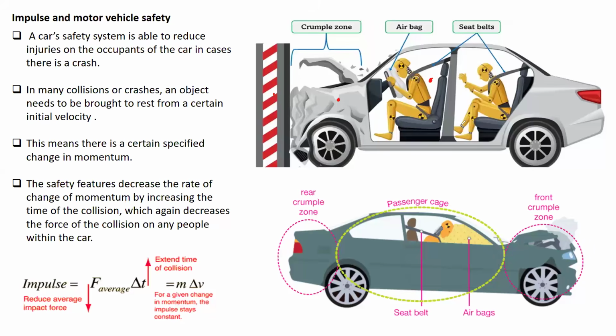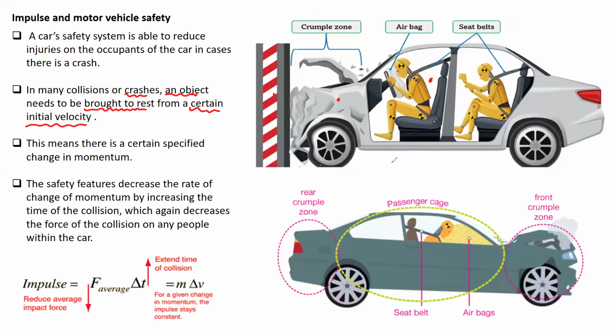A resultant force is needed to bring a change in the velocity of the object in me. I must move from 240 kilometers per hour to 0 kilometers per hour. So in other words, in collisions or crashes, an object needs to be brought to rest from a certain initial velocity. I must be brought to rest from 240 to 0.